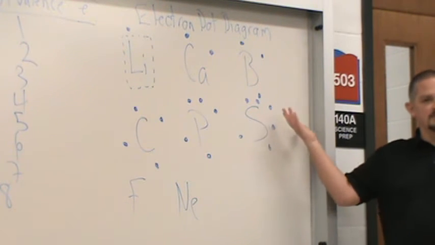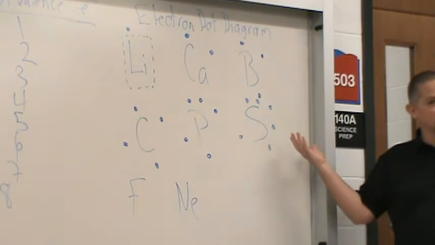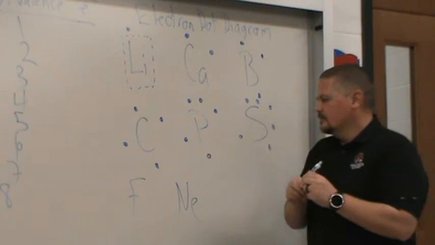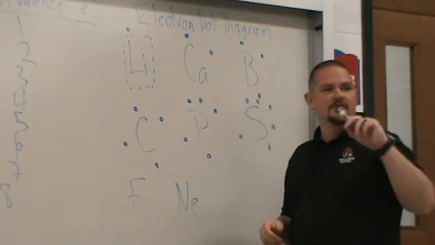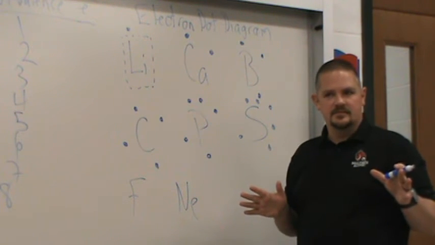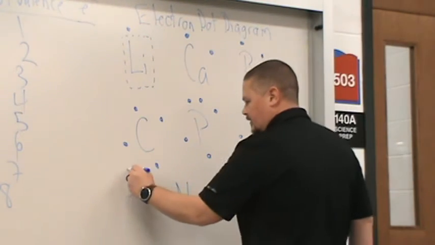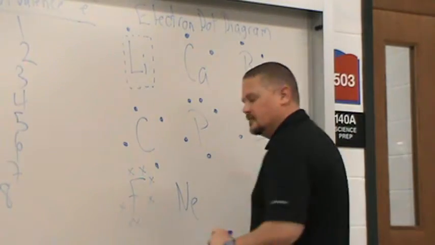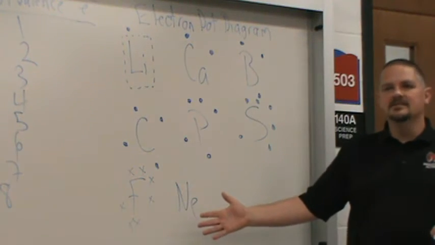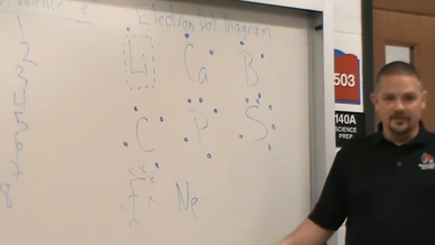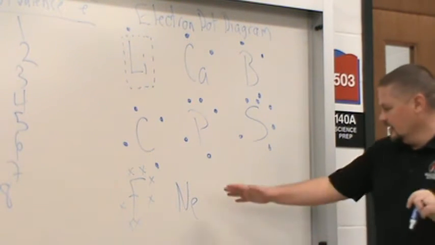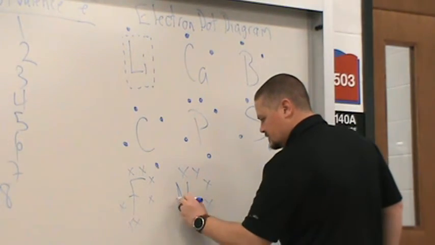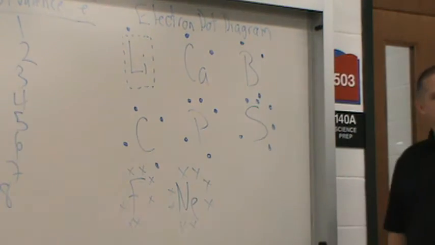Two sequential sides had 2 electrons to them, and the other 2 only had 1. Now for fluorine, instead of using dots, I'm just going to use X's to represent the valence electrons. So fluorine, we have 1, 2, 3, 4, 5, 6, 7. So 3 sides with 2 electrons, 1 side with 1. Okay, neon. 1, 2, 3, 4, 5, 6, 7, 8. Each side has 2 electrons to it.